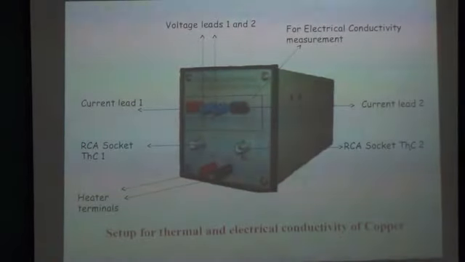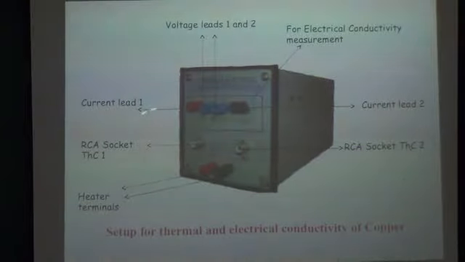Okay, this is how the box looks. So you pack it and you put it inside a box like this. Here you can see this is an RCA socket. RCA stands for Radio Corporation of America. These are some special types of coaxial cable.